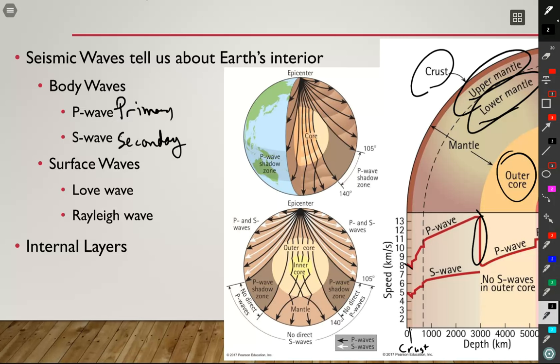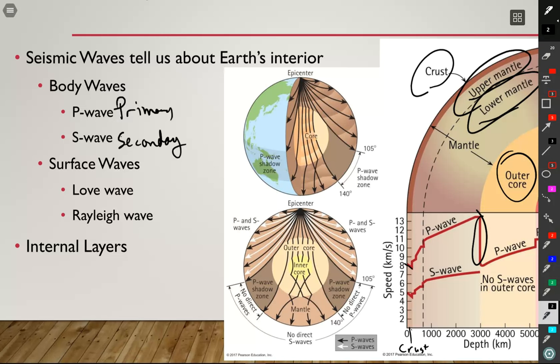Hannah. So primary means fast and secondary means slow. That's right. And primary means the particles are moving the same direction as the waves travel. Secondary means the particles are moving perpendicular to the way the waves travel.